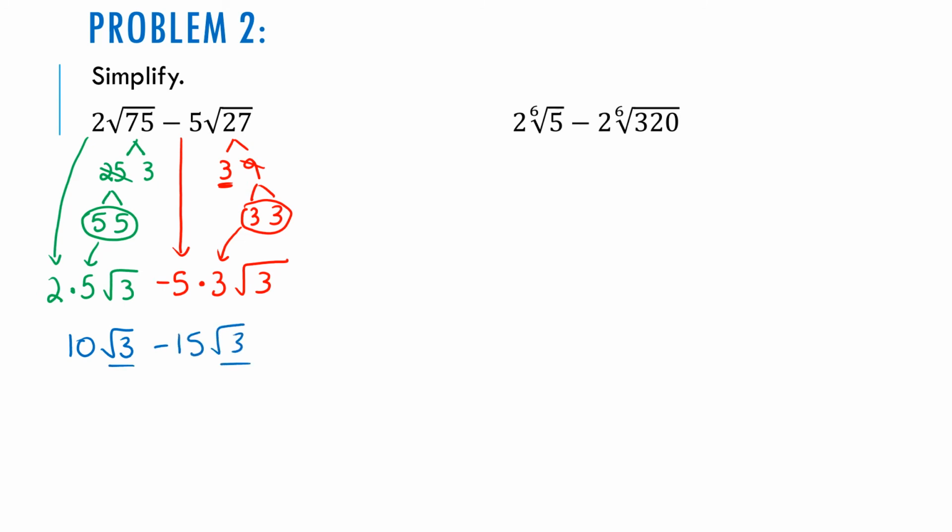Now I have like terms. They have the same index, and they have the same radicand. So now I can go ahead and subtract them. 10 take away 15 is negative 5 square root 3.